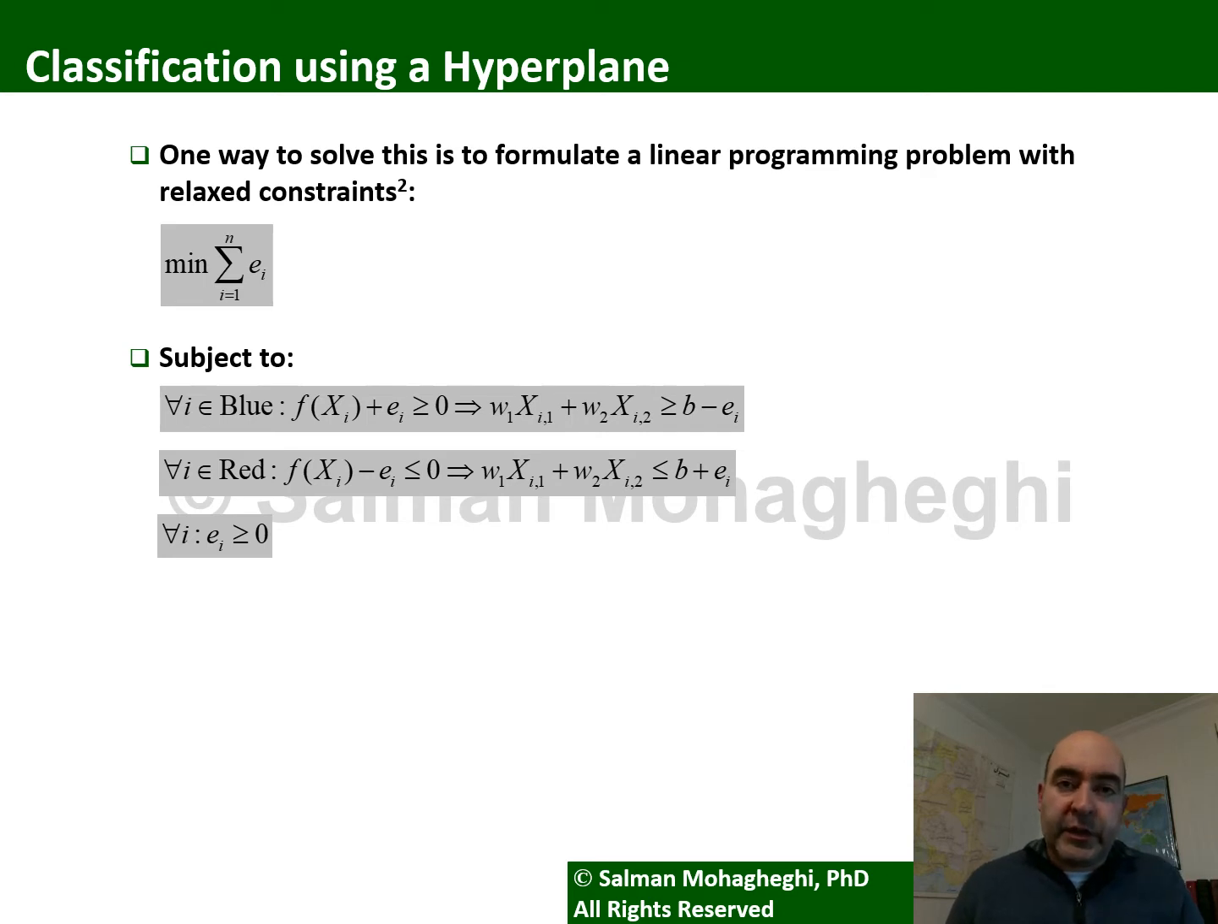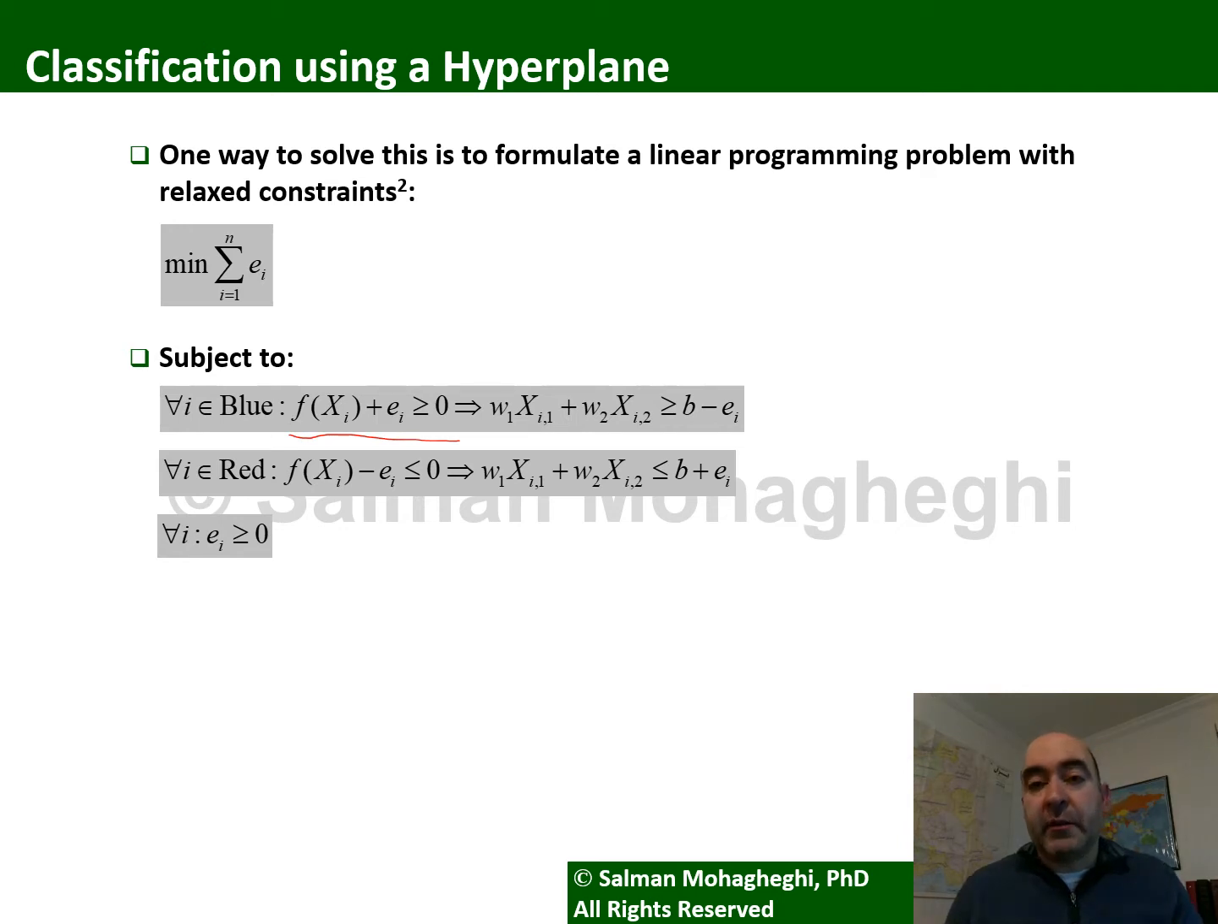Consider what we're trying to achieve with our classifier. If my discriminating function is f of x, I would like the value of f of x to be positive for all blue data instances and negative for all red data instances. In order to formulate this as an optimization problem, what I can do is this. I can say for every blue data instance, I would like f of x to be positive. However, I will allow a certain level of error. So f of x maybe by itself is not positive, but if I add a positive value to it, such as e of i, which is the error for that particular observation, that becomes positive.